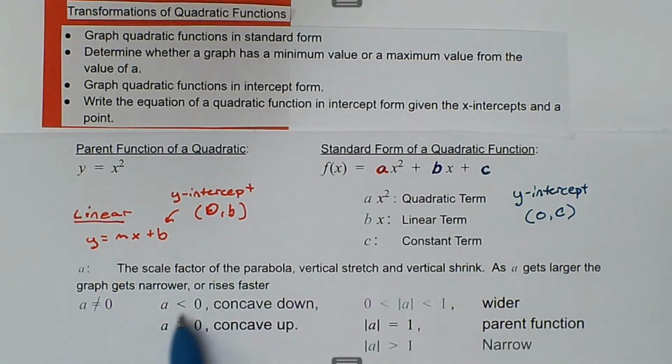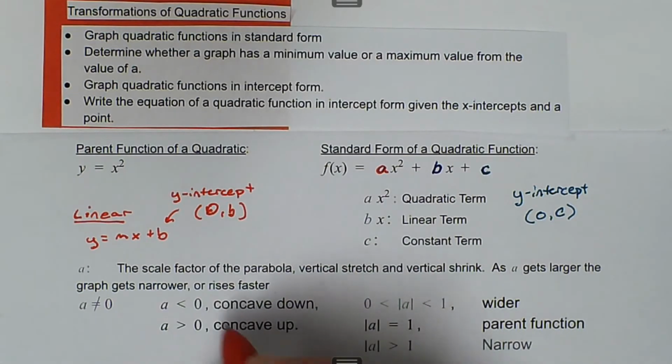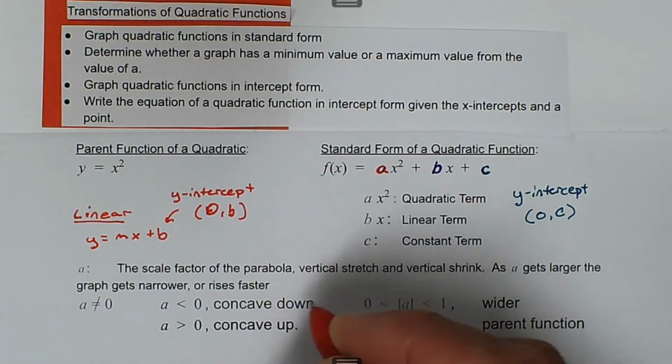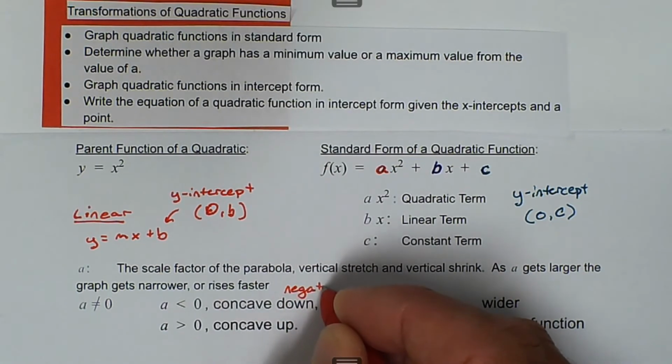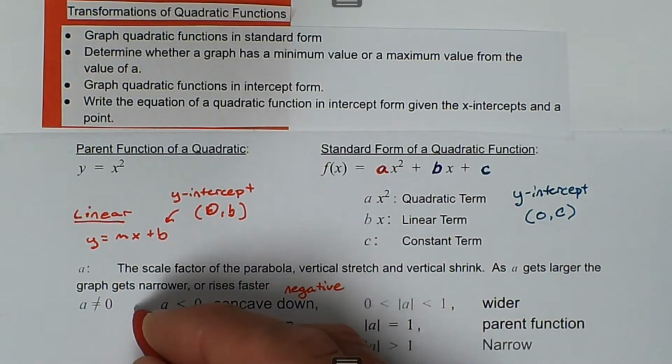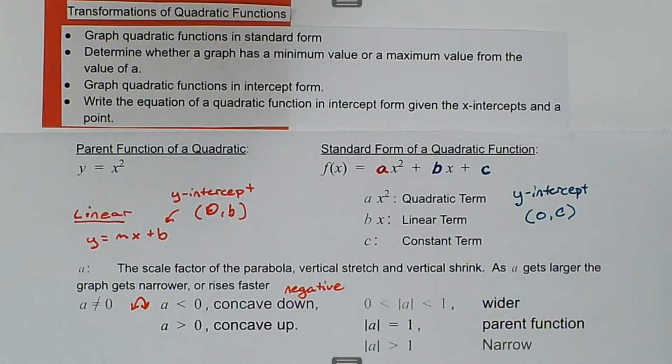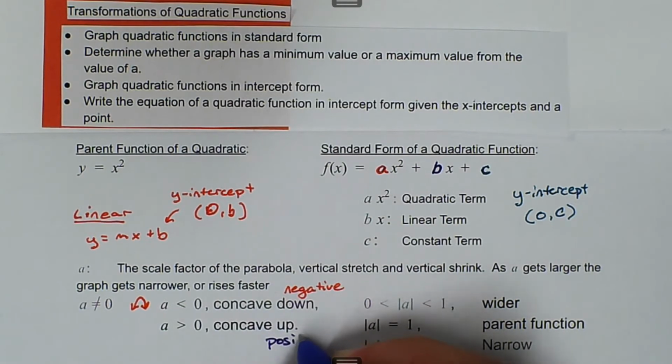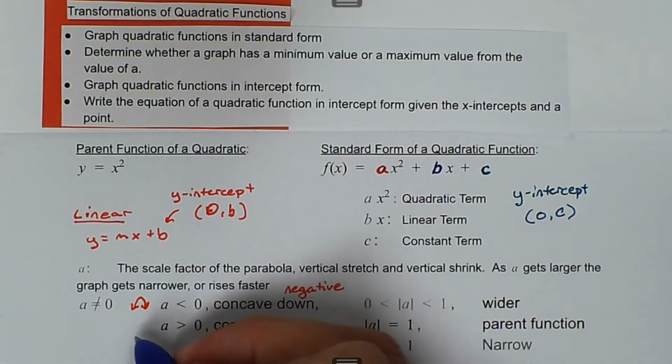If a is less than 0, so in other words, if a is negative, it's concave down, which means that it opens down. If a is greater than 0, that's positive, then it opens up.